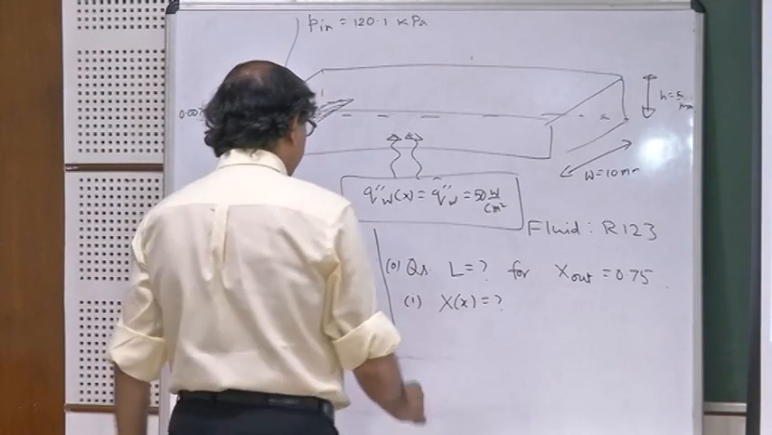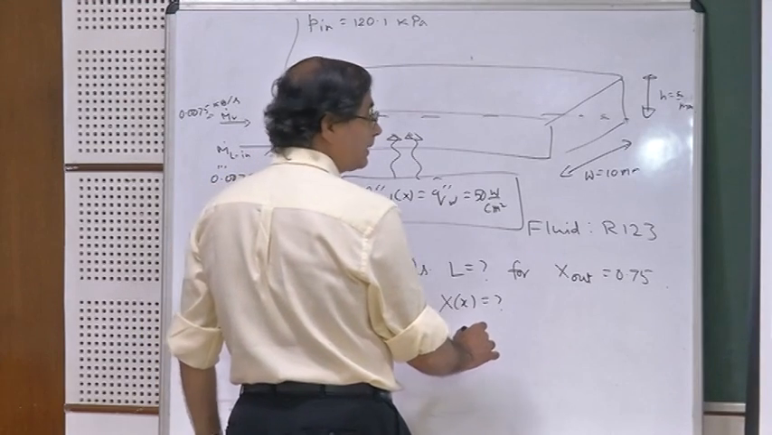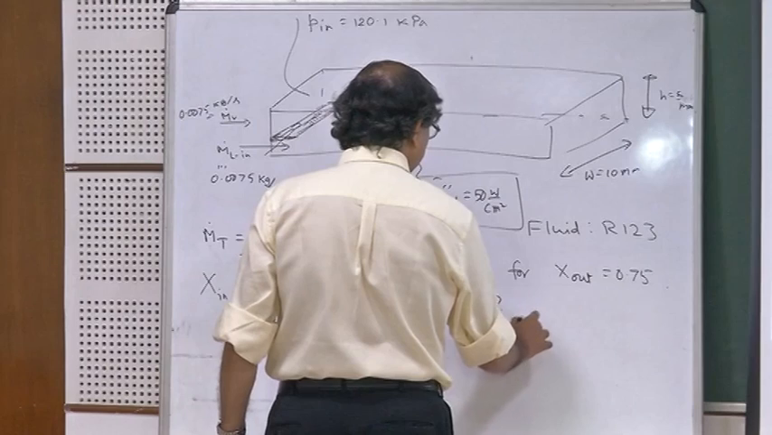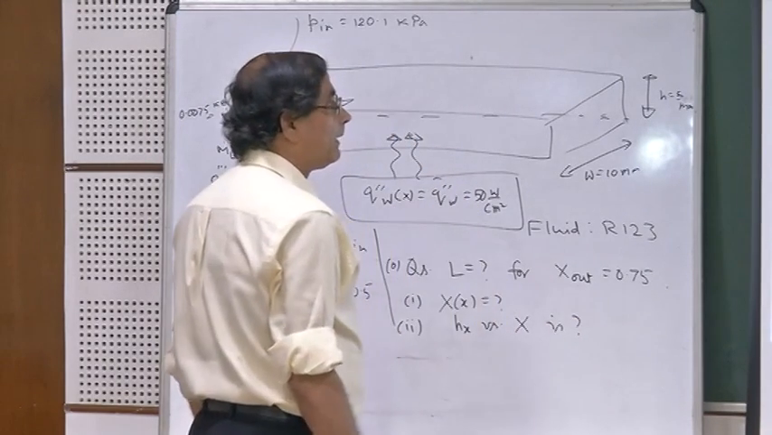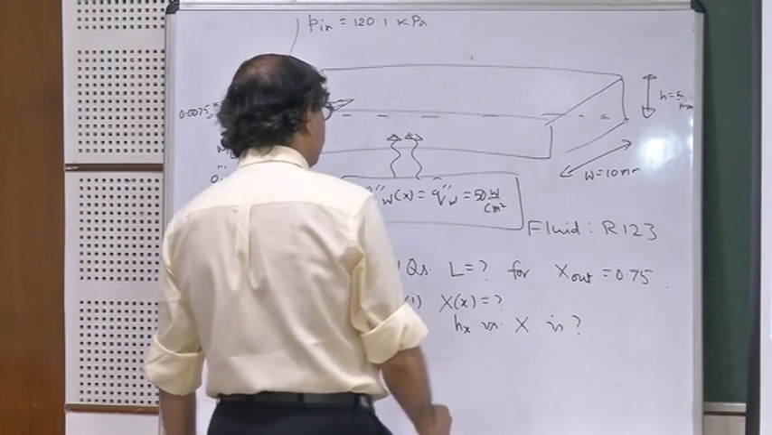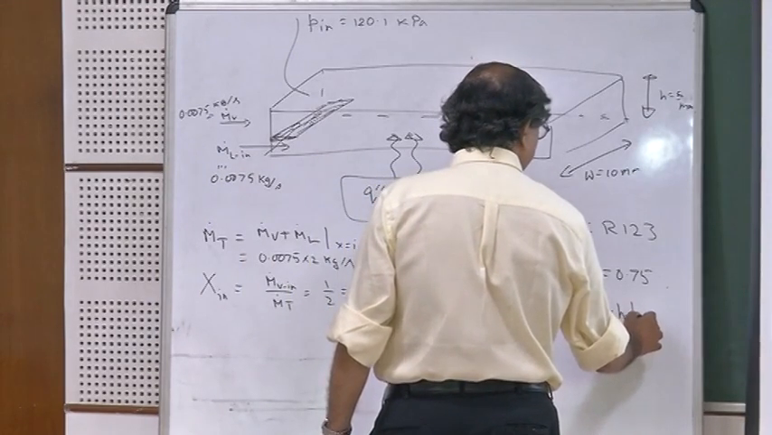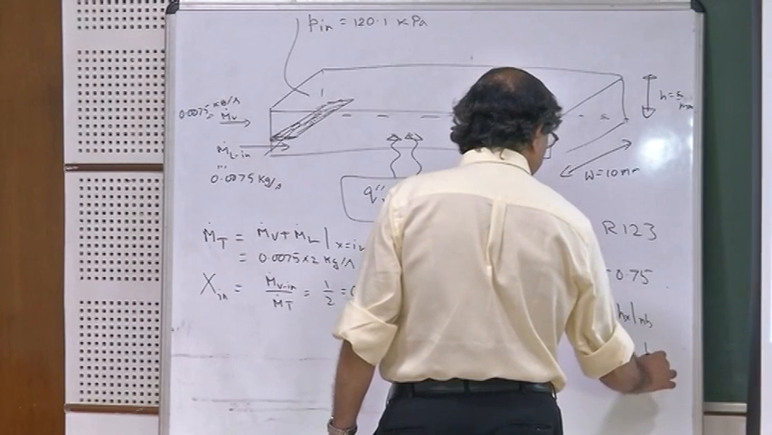Then the second question is, h(x) versus X is what? How does the heat transfer coefficient vary? And what is the decomposition, as per Kim and Mudawar, of this h(x) between convective boiling and nucleate boiling?